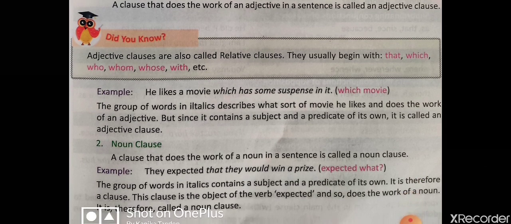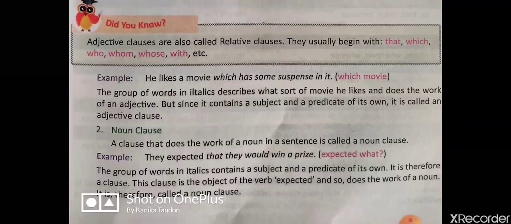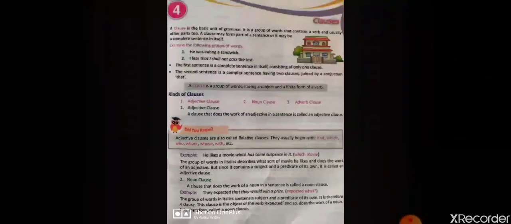Similarly, a noun clause is a clause that does the work of a noun in a sentence. They expected that they would win a prize. So what did they expect? That they would win a prize. The group of words in italics contains a subject and a predicate of its own. It is therefore a clause. The clause is the object of the verb expected and so does the work of a noun. So this is a noun clause.